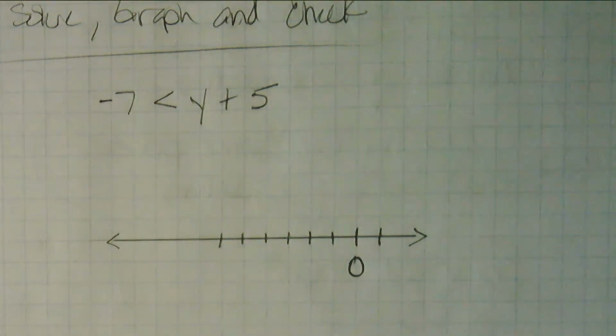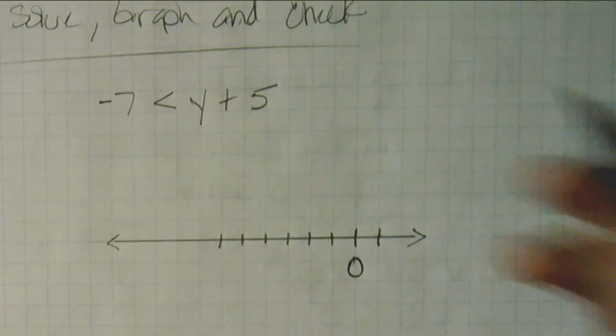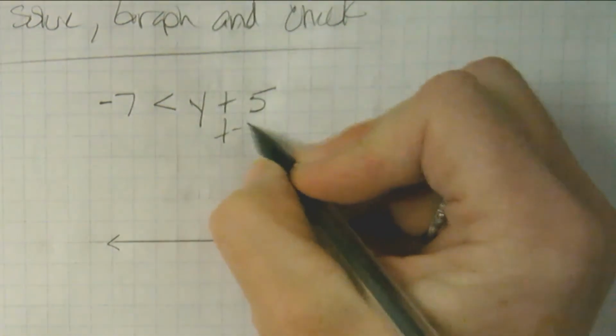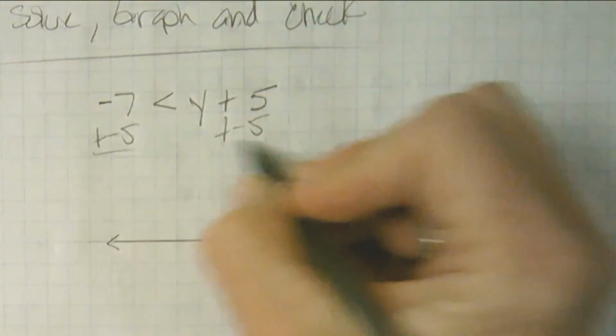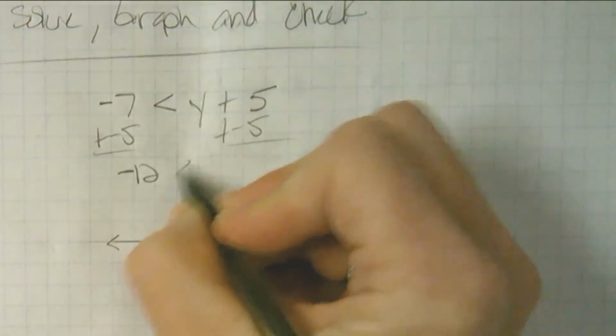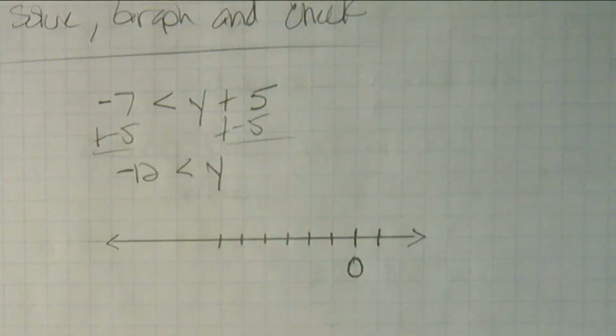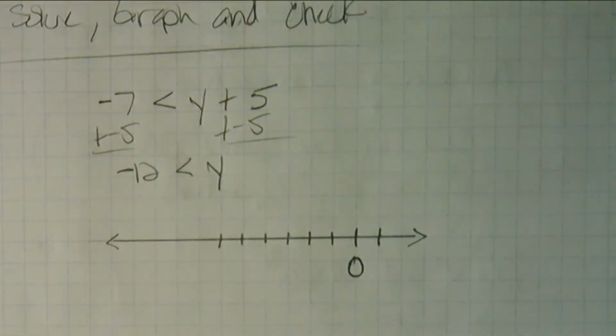All right, keep going, but someone tell me, how did you solve this inequality? Ava, how did you solve this? Excellent. So I get -12 is less than y. How many of you guys got that as your solution? All right, so our dot should be at -12.